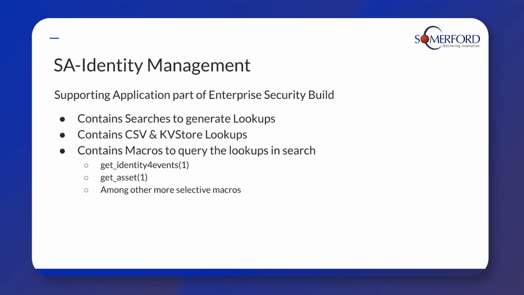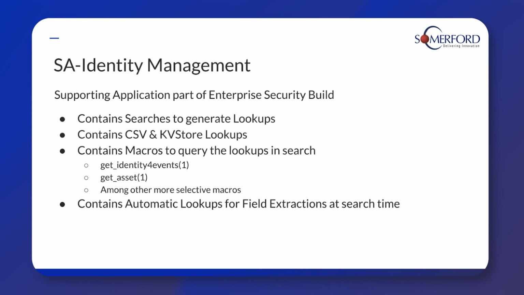And there are other selected macros that you can use to get specific events or specific fields from the identity list or the asset list if you want as well. You can have a look inside SA Identity Management to get a bit more info about that. They also contain the automatic lookups that do the field extractions at search time. And again, I'll show you where this is visible in your search, so how this can be really useful for you.